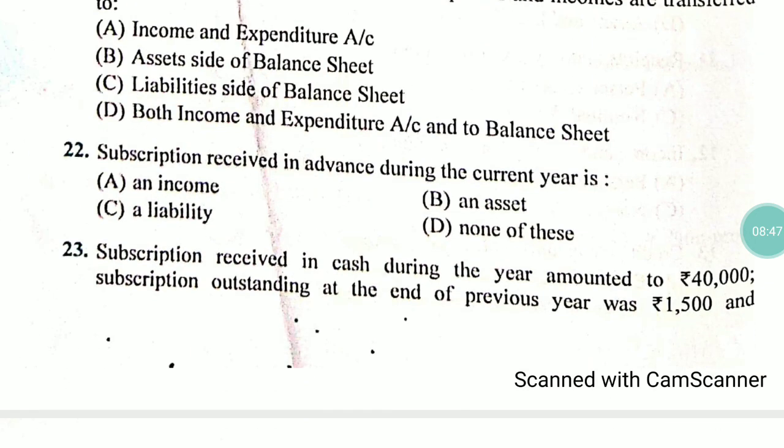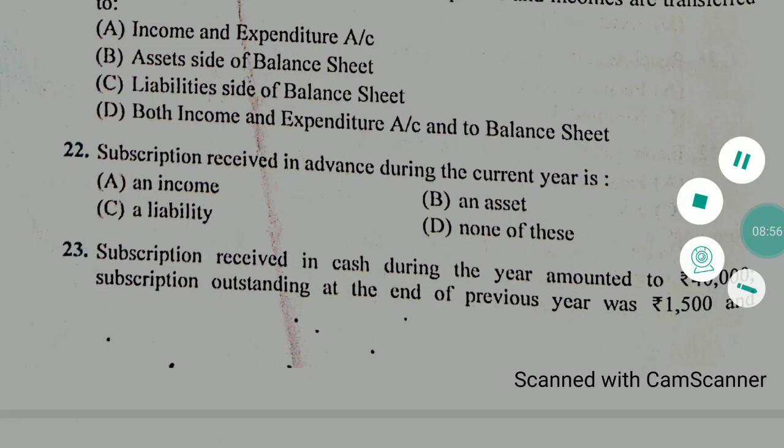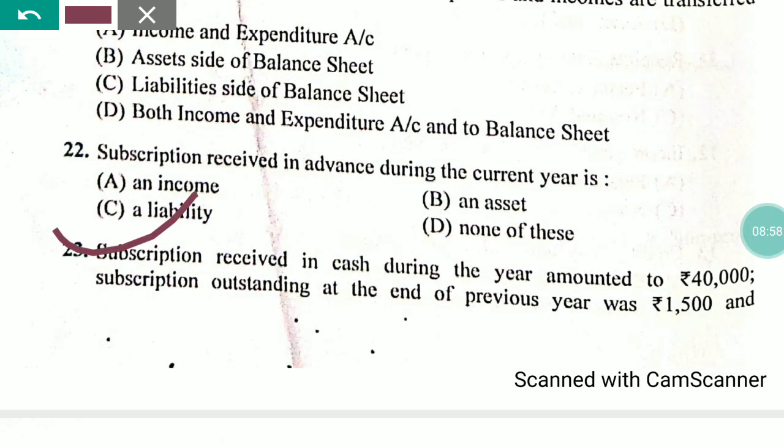Now the next question is, subscription received in advance during the year is income, an asset, or a liability. So the right answer is that income received in advance is always a liability, because it is received in advance. Some members sometimes pay the subscription, the chanda, in advance. So this is treated as a liability for a not for profit organization.